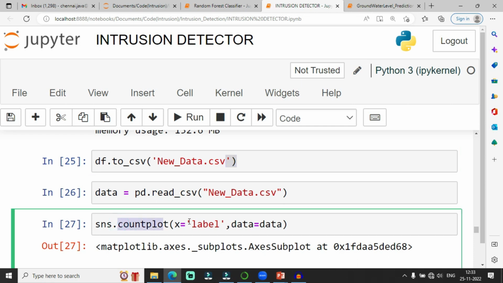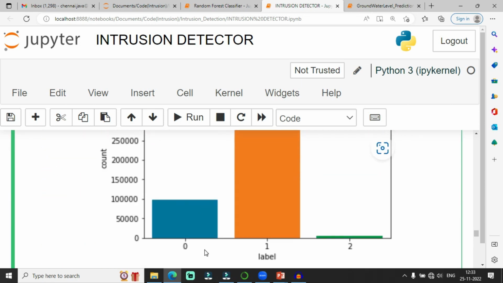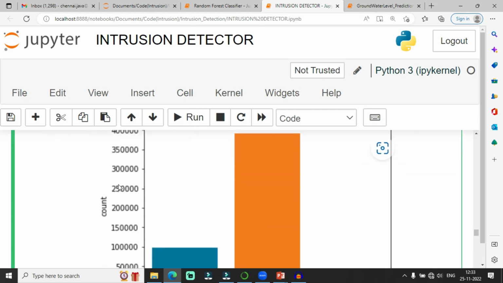And sns.countplot. I am giving the labels, for example, 0, 1, 2. So what are the different types of attacks? I am showing the count. In doing any kind of machine learning development, EDA, exploratory data analysis, plays a very, very important step.